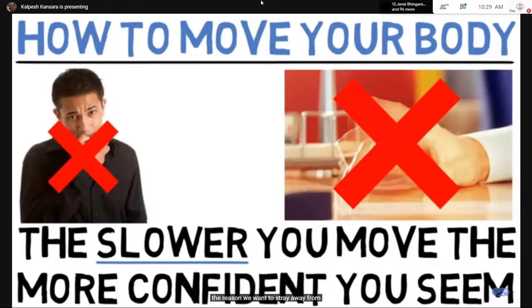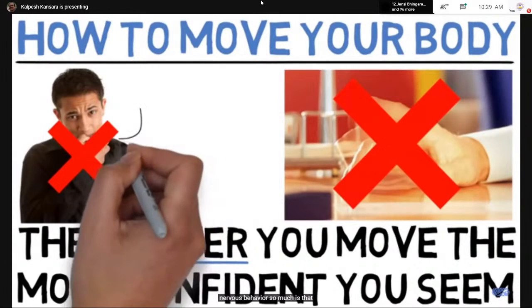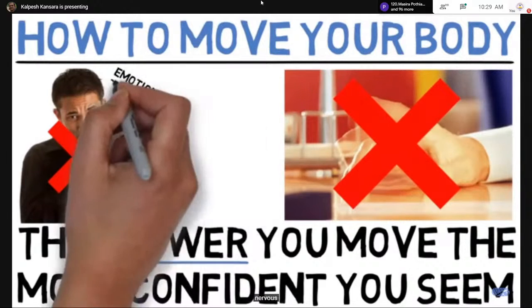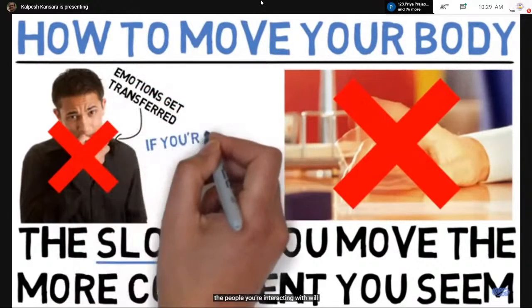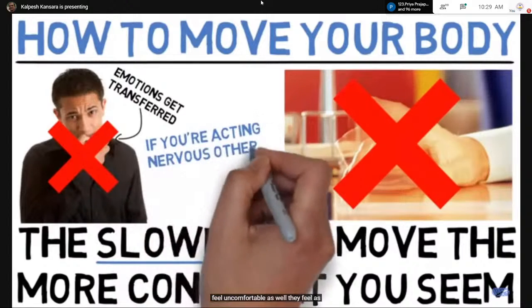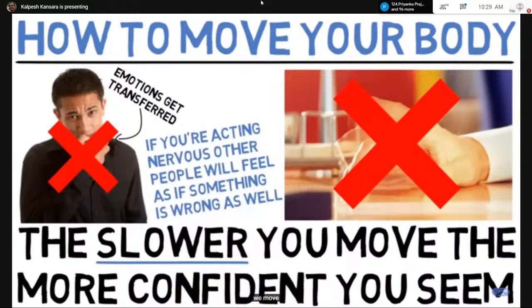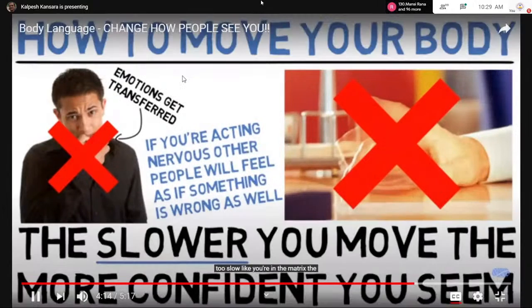The reason we want to stray away from nervous behavior so much is that emotions get transferred. If you're nervous, the people you're interacting with will feel uncomfortable as well. They feel as if something is wrong, and this hinders your overall likability. Well, how slow should we move? Honestly, you could move pretty slow without it looking weird. Just don't move too slow like you're in the Matrix.